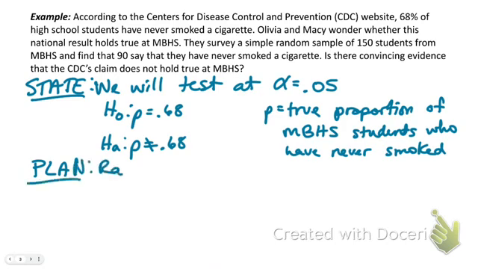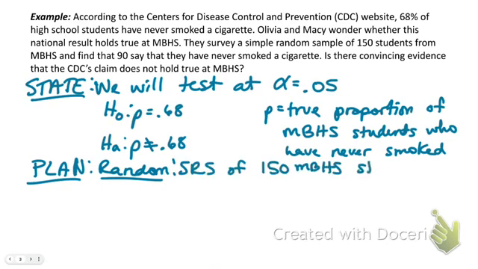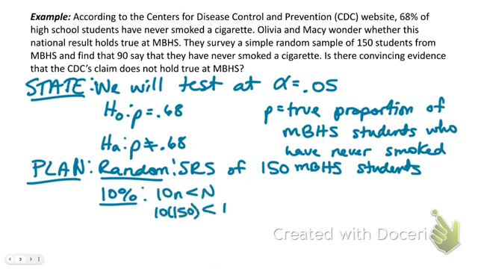So we're going to check our conditions. Random: we have ourselves an SRS of 150 MBHS students. We're going to check that 10% condition. 10 times the sample size has to be less than the population. 10 times 150 is less than the population of MBHS students.